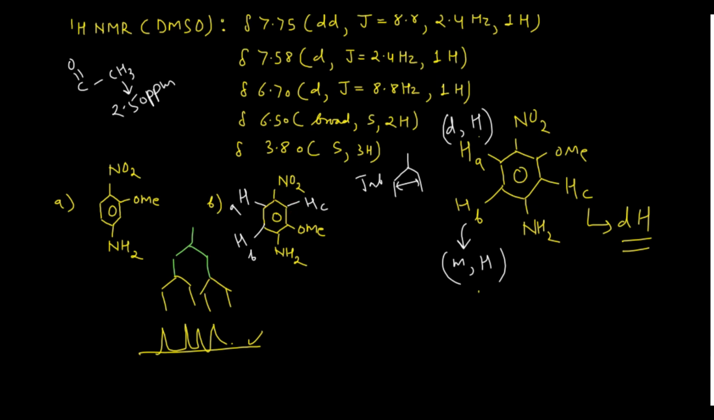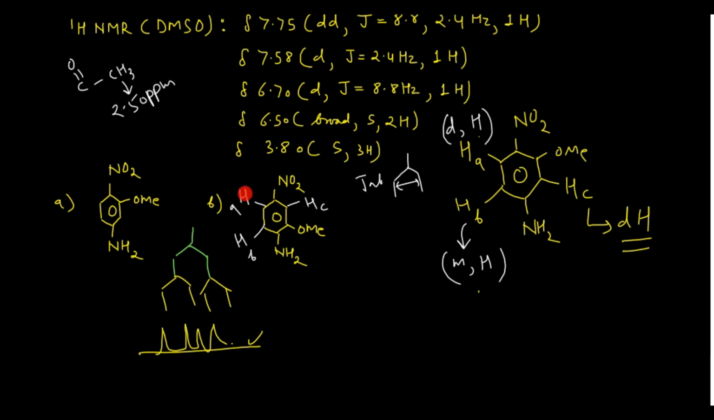See, this doublet of doublet is there at 7.75, and it is also very close to the electron withdrawing NO2 group. And when this electron withdrawing group is there, that means it is going downfield. So this HA should be downfield, and it is quite downfield at 7.75, where doublet. And see the coupling constant. This is the ortho coupling. And after that, it will couple here, the meta coupling. Meta coupling is quite low, this 2.4, and it is corresponding to the one proton.